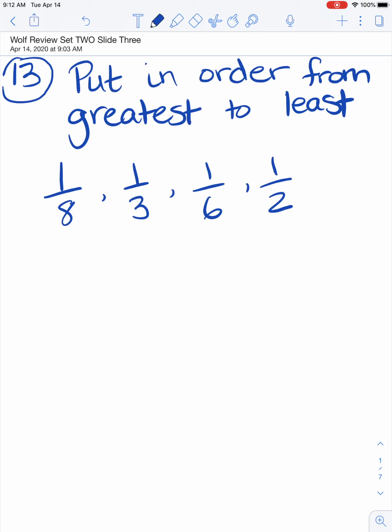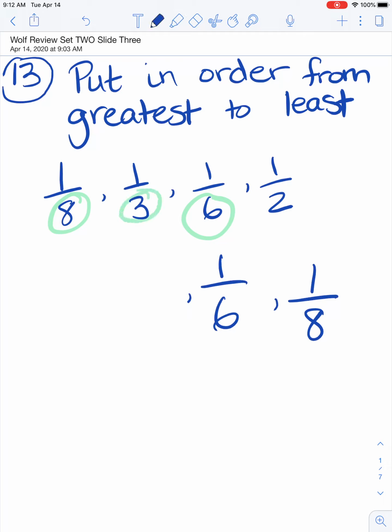So if the bigger the denominator, the smaller the piece, I'm going to circle the biggest denominator. 8 is the biggest, which means 1/8 is my least. Okay, well, what's my next biggest number? 1/6. 6 is my next biggest number, so then 1/6. And my next biggest is 3, so 1/3. And my smallest is 2, so 1/2.